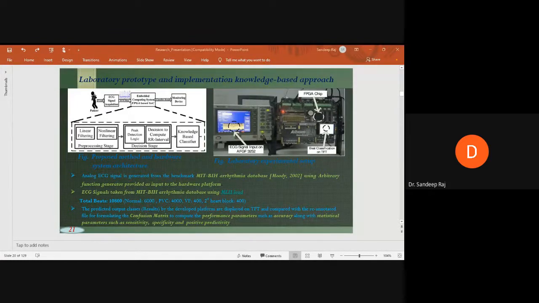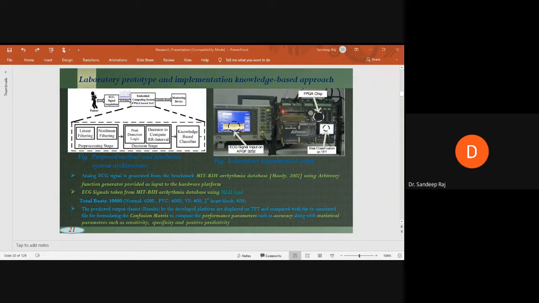Coming forward, this is again the confusion matrix. So we have implemented the PCA based BPNN algorithm, and we have achieved 92.8% accuracy, while the sensitivity is 97.57% and specificity is 99.59%.